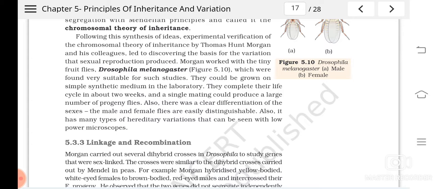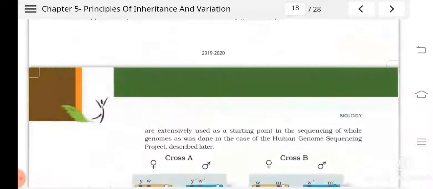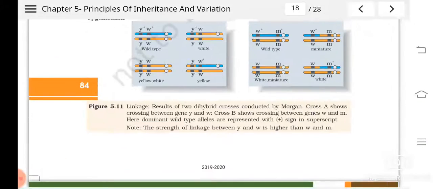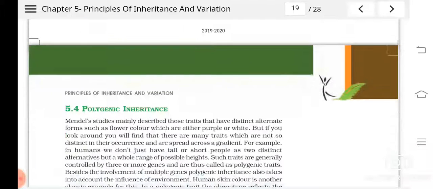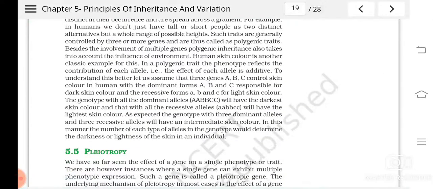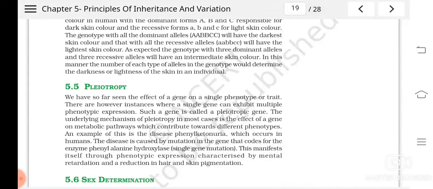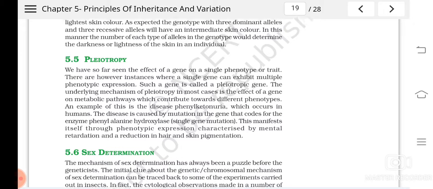Then we have also seen about Drosophila melanogaster and the reason why Morgan has selected it, isn't it? And then we have studied the example of linkage by taking Drosophila's example. Then again some deviations like polygenic inheritance, where more than one gene controls the same character. Pleiotropy is what? A single gene is having different phenotypes. Okay, understood? So this is what pleiotropy.